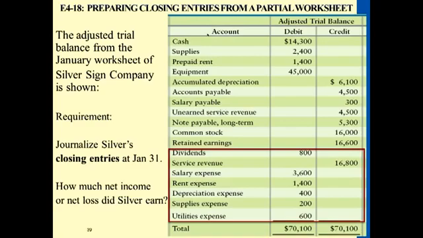Debit $16,800 from revenues, and then transfer this to income summary by crediting income summary $16,800. Okay, so this is the first step. What about the second?